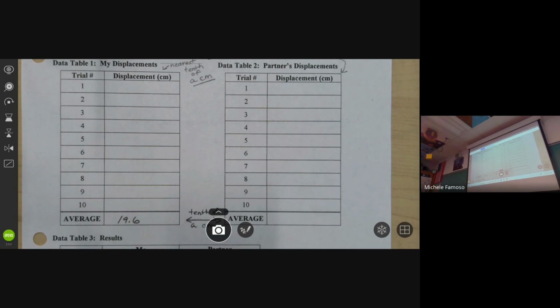Give everybody a meter stick. Get up out of your seat. Stand. So you can stand up while you're collecting.